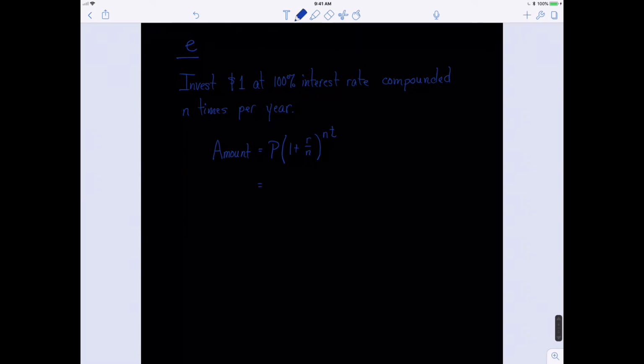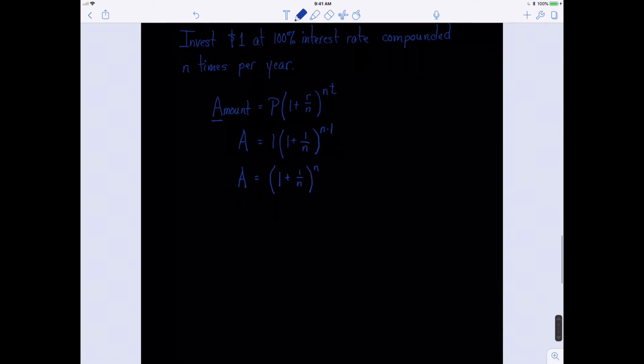But notice in the problem that we have, our amount, A, is going to equal our initial investment, 1, times 1 plus our interest rate, which is 100%. But remember, 100% is the same as 1. So I have 1 divided by n raised to the number of periods, n. And we're only going to do this for 1 year. That's all you get for this great investment. It's just 1 year, so it's n times 1. We simplify this to 1 plus 1 over n, raised to the n. So here we go. Let's see how we do.